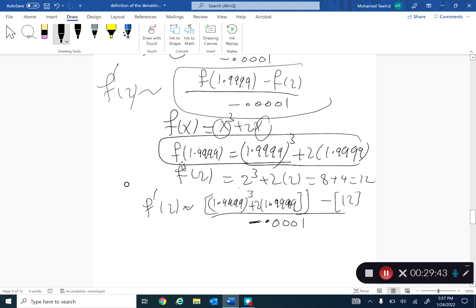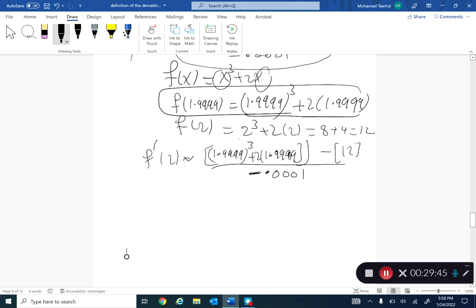Then you have to use technology. You will get something close to 14, almost 14. Use your technology. You get 13.99, something like this, which is close to 14. You have to repeat the same story for the right derivative.